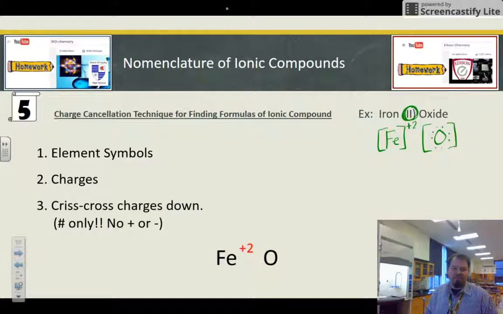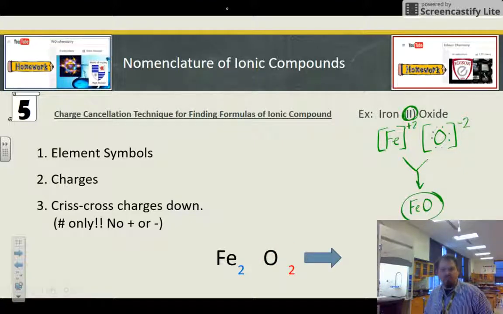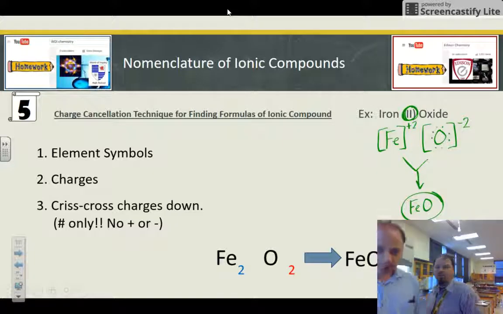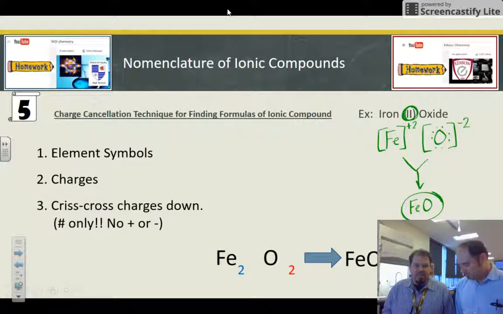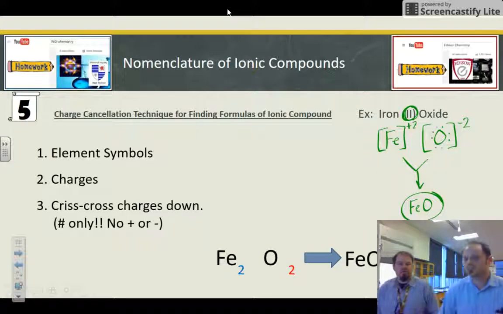Okay, so then I have oxygen. Oxygen's negative is always a -2. When I crisscross these down, I get a 2 and a 2. But I can turn this into FeO because I need one of each to cancel out. Those numbers reduce down to 1 and 1.